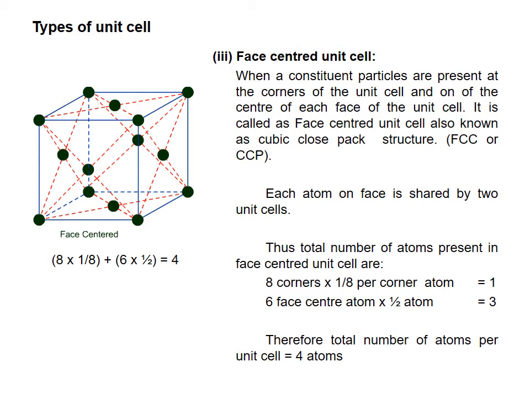Thus, we can say that there are 8 into 1/8, that is equal to 1 atom on the corner, and a cube has 6 faces and each face is shared by 2 unit cells, and therefore it contains 6 into 1/2, that is equal to 3 atoms on the faces. In total, 1 plus 3, that is equal to 4 atoms. Therefore, every face-centered unit cell has total 4 atoms.